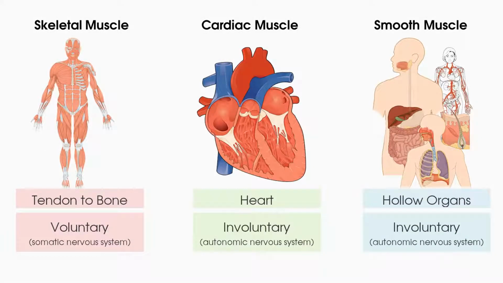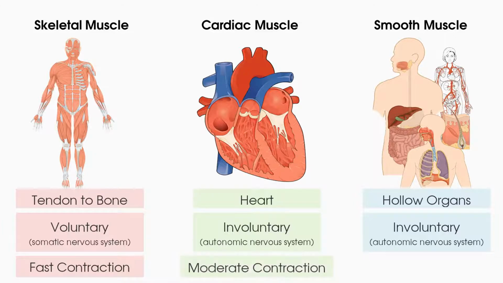And finally, for macroscopic features, let's just consider the contraction speeds. If we compare these side by side, you would find that skeletal muscle contracts really fast, cardiac muscle is able to contract at a moderate pace, and smooth muscle contracts at a slow pace.